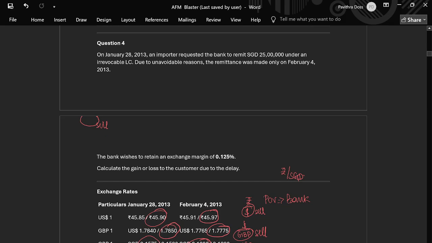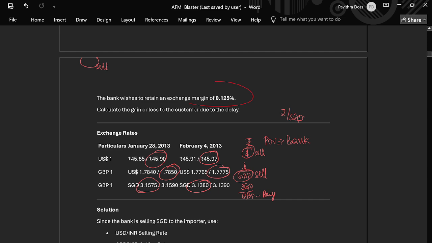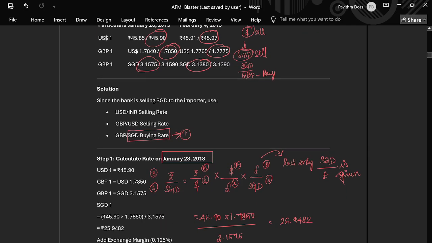Moving on to question number 4. On Jan 28, 2013, an importer requested the bank to remit SGD 25 lakh under an irrevocable letter of credit. Due to unavoidable reasons, the remittance was paid only on Feb 4. The bank also wishes to charge a margin of 0.125 percent. So what is the gain or loss to the customer? We are also given the rates.